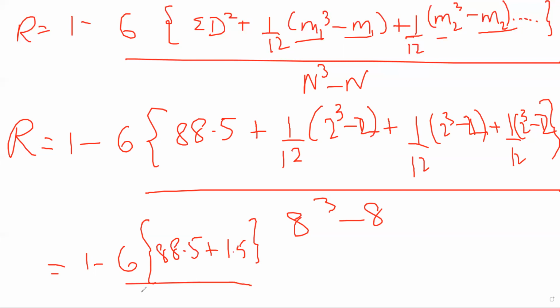Divided by 512 minus 8. Your final value will come around minus 0.0714. So there is a negative correlation. Okay, that is how you do the problem.